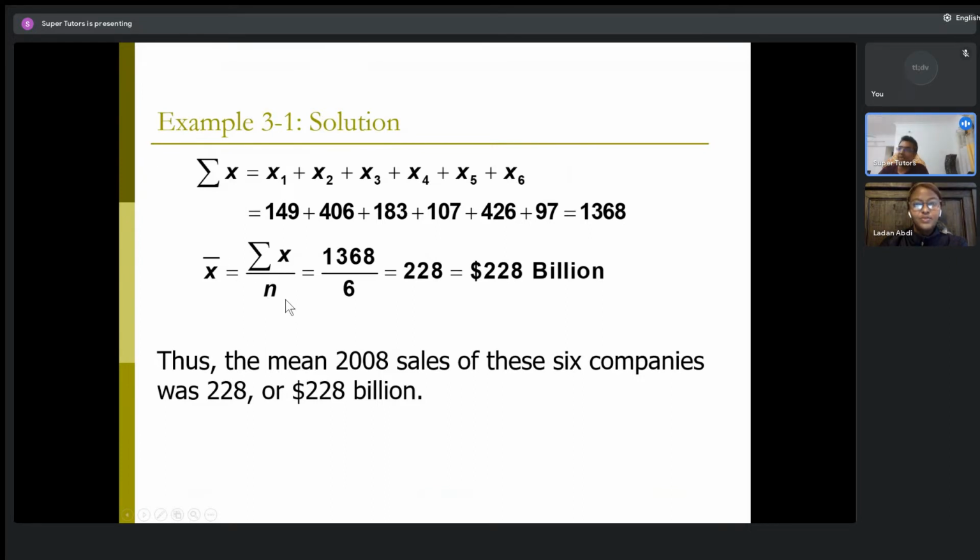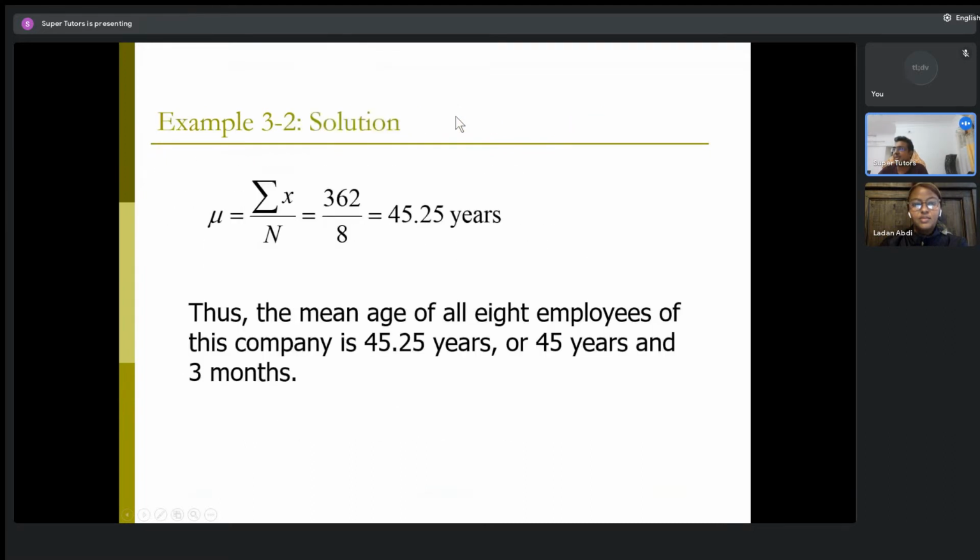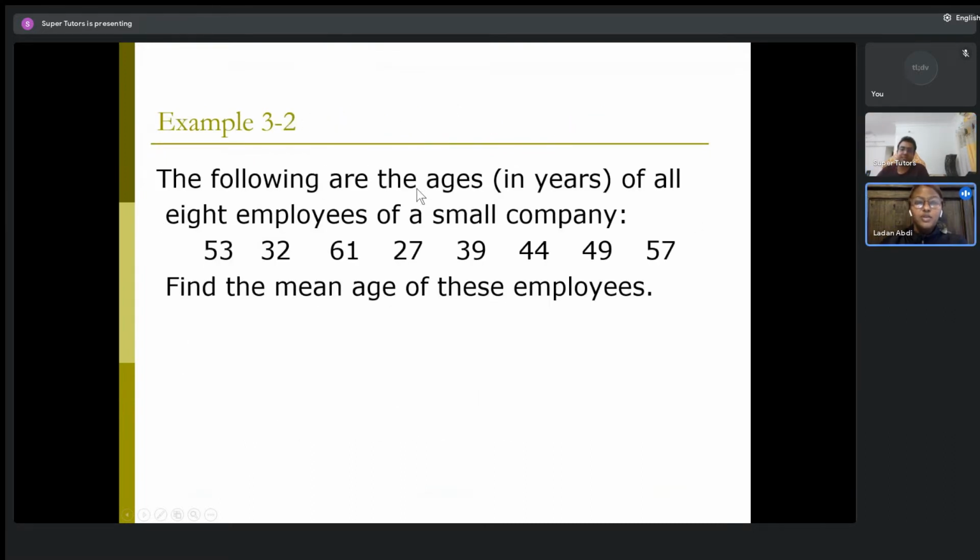Now, question for you here is why am I saying this is x bar and not mu? Because it's a sample. And how do you know this is a sample? Because it says 6, not all companies. Six American companies, and of course there can be hundreds of American companies, right? So we can't really say it's a population. Similarly, how would you know if it's a population? What would the question be? It would say something like this.